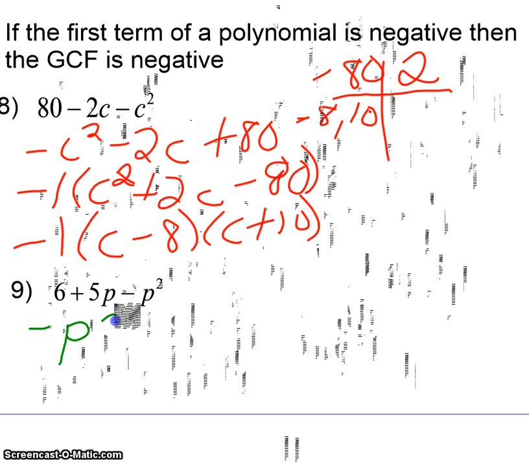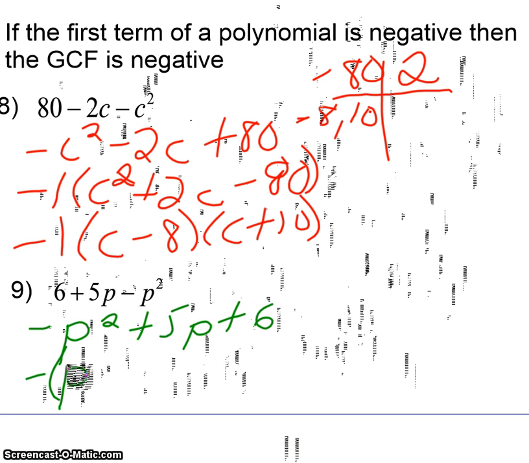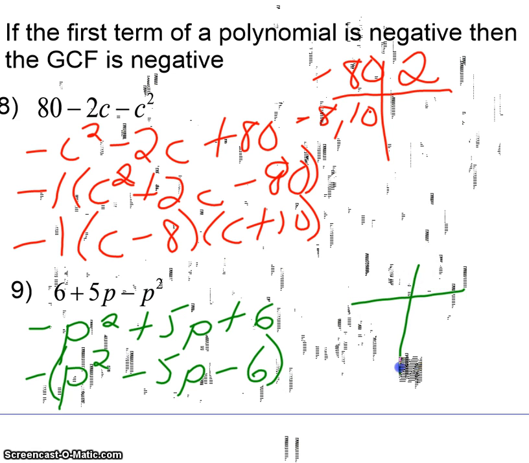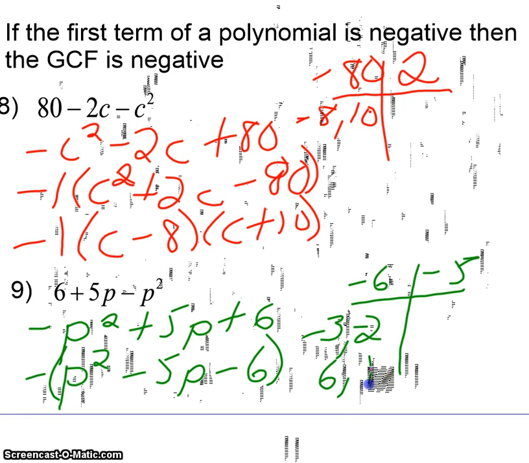I'm going to rewrite this one in descending exponent form. And I'm going to factor out a negative 1. I'm going to look for magic numbers. I'm looking for factors of negative 6 whose sum is negative 5. My first instinct was to go 3 and 2. They do add to negative 5, but they multiply to a positive 6, so that's wrong. Let's try 6 and 1.